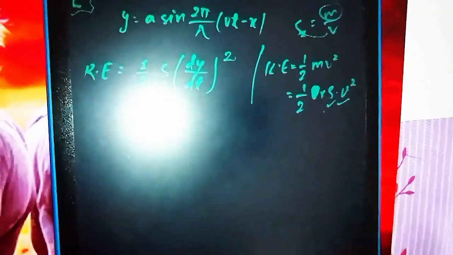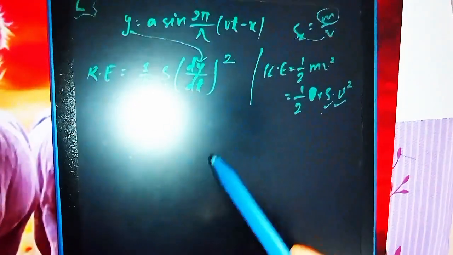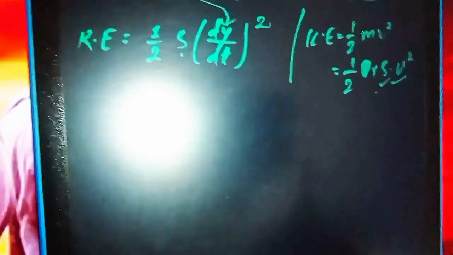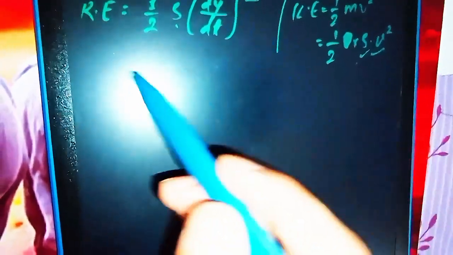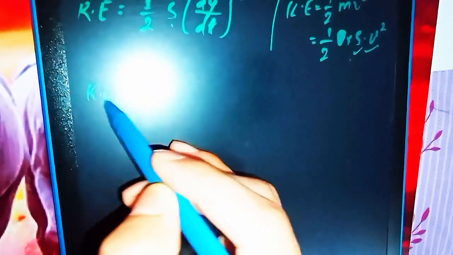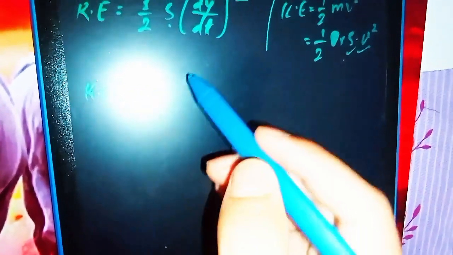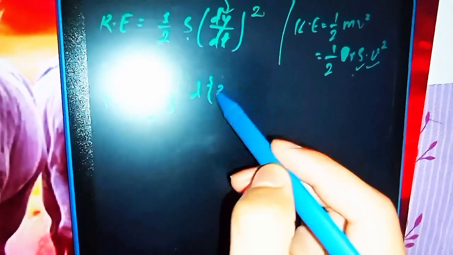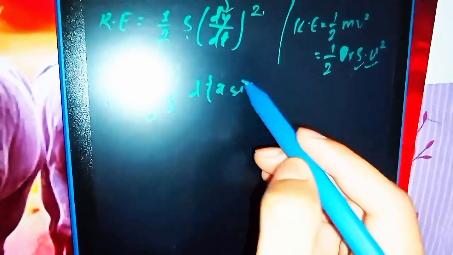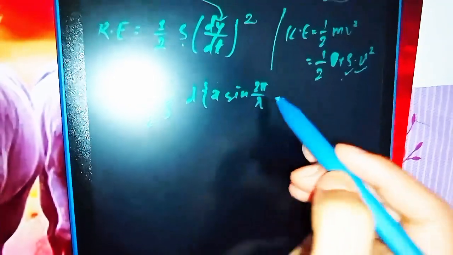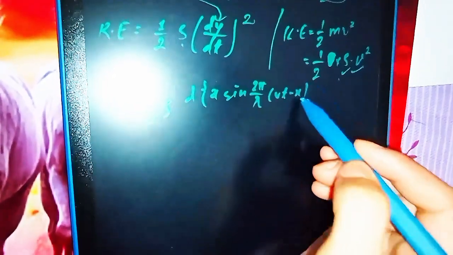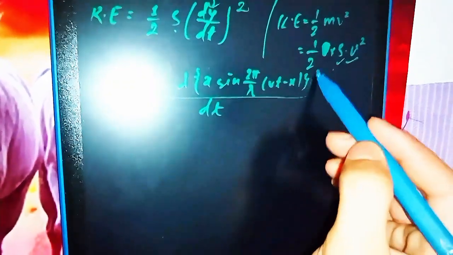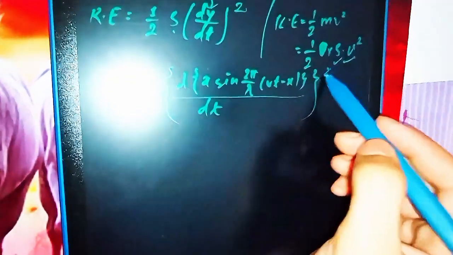So we will put the value of y here, and then take the derivative. Then let's see what we get. First we have to do the derivative and then square it. So kinetic energy will be equal to 1/2 rho (dy/dt)², that is d{a sin(2π/λ)(vt − x)}/dt, and all this squared.